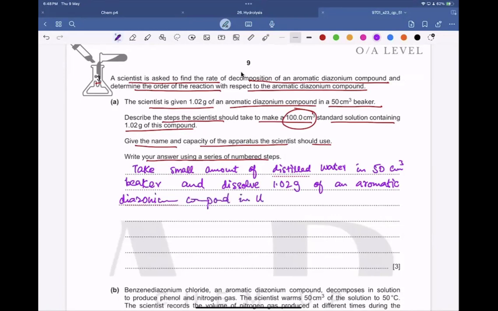Compound in it. Is this clear to all of you? Then what we will do? Transfer the solution and washings to a 100 cm³ volumetric flask, because you know that the volumetric flask is the one which is used to prepare the solutions, right?